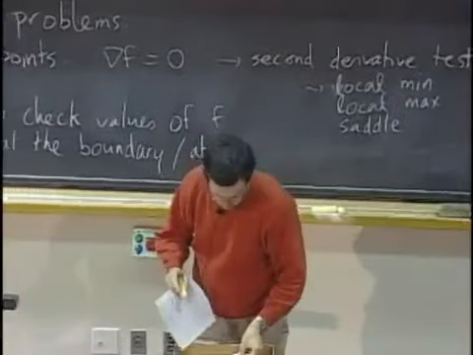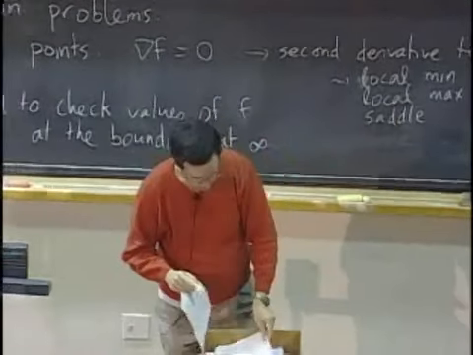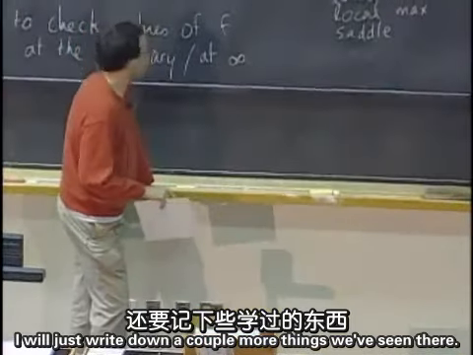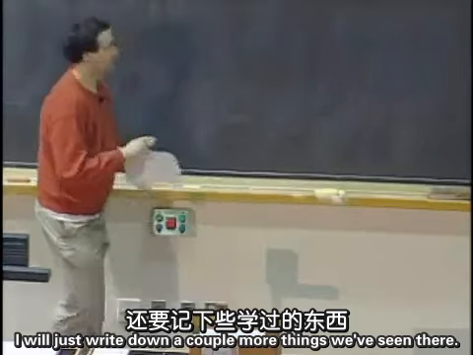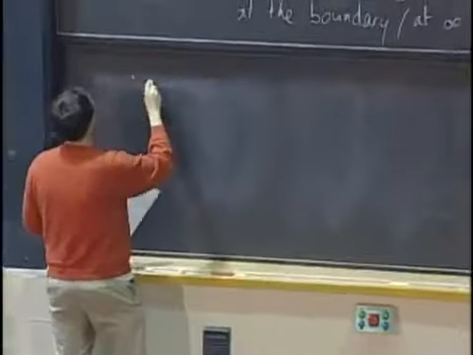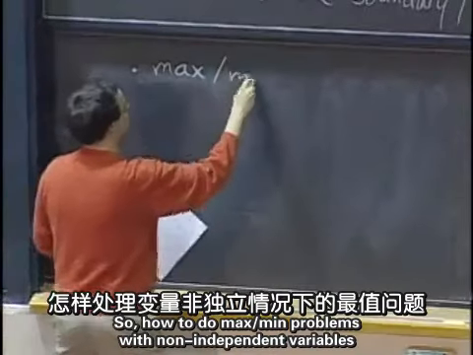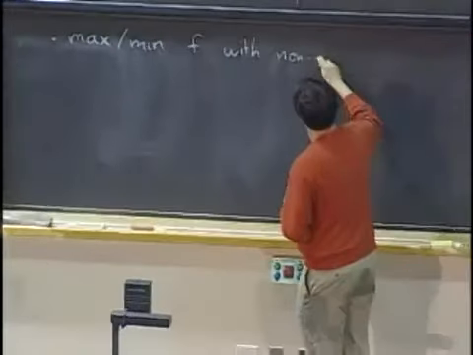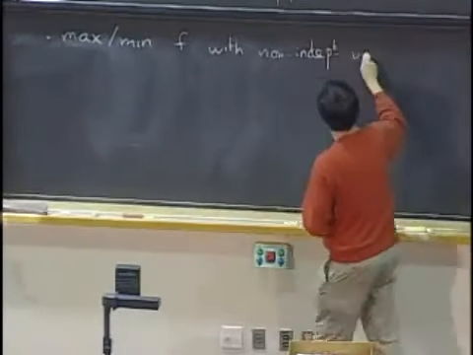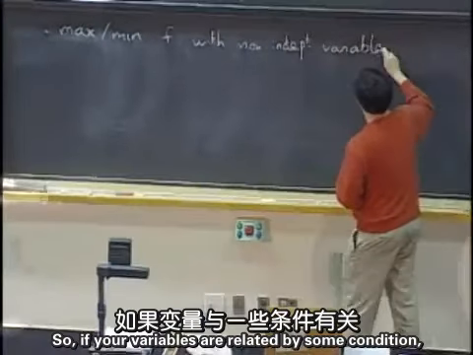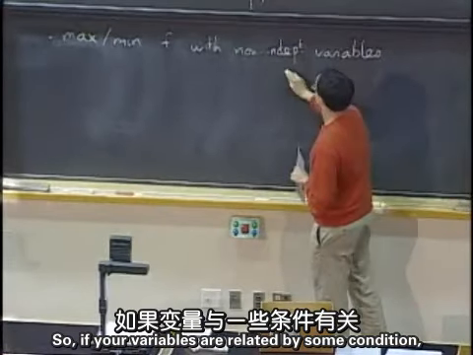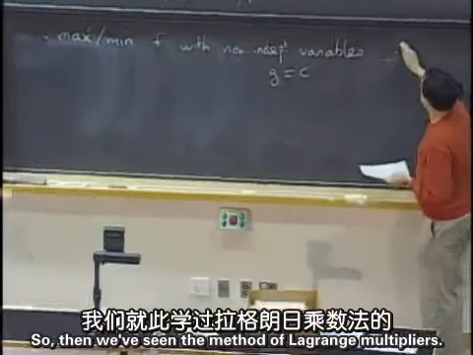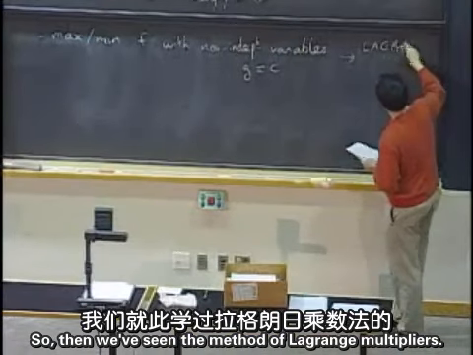And well, in the last 3 minutes, I will just write down a couple more things we've seen. So how to do max-min problems with non-independent variables. So if your variables are related by some condition, g equals some constant, then we've seen the method of Lagrange multipliers.